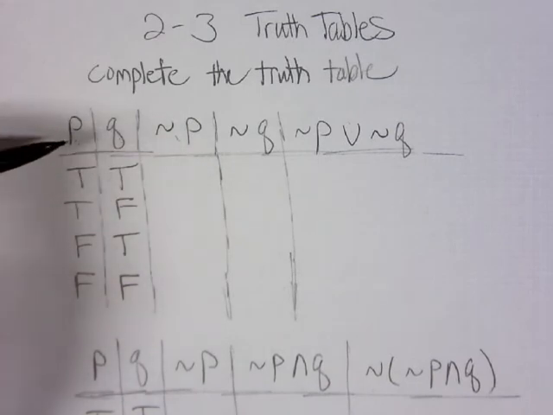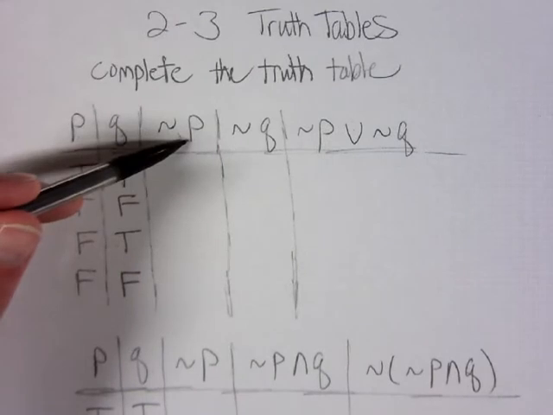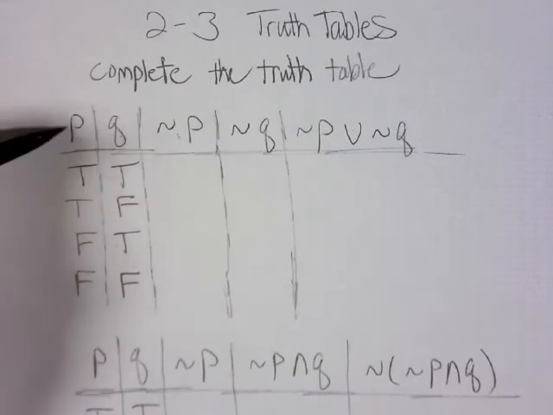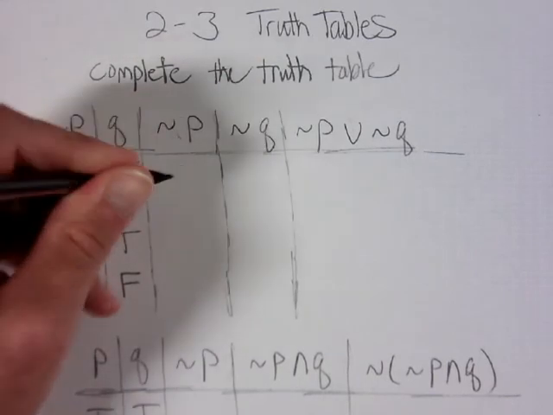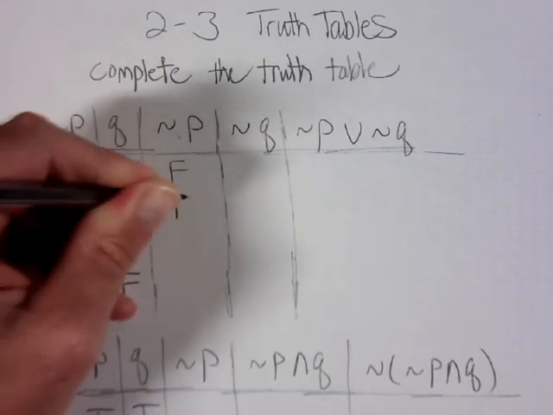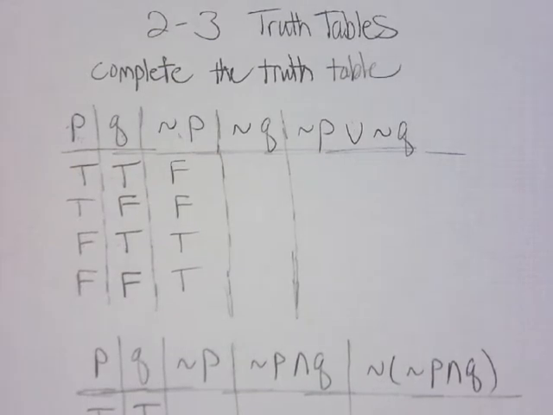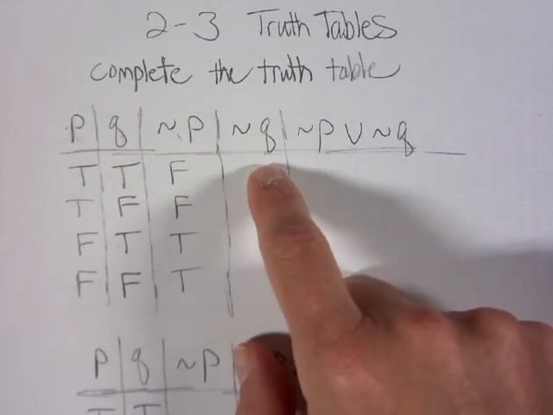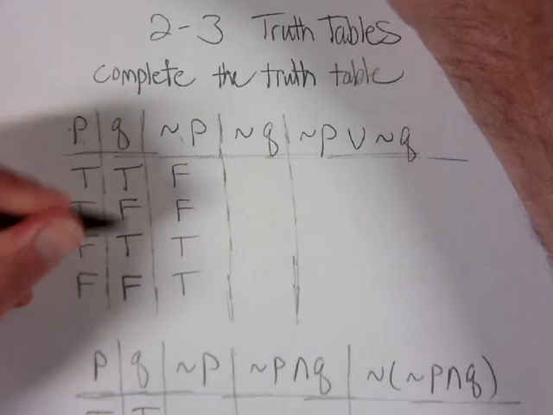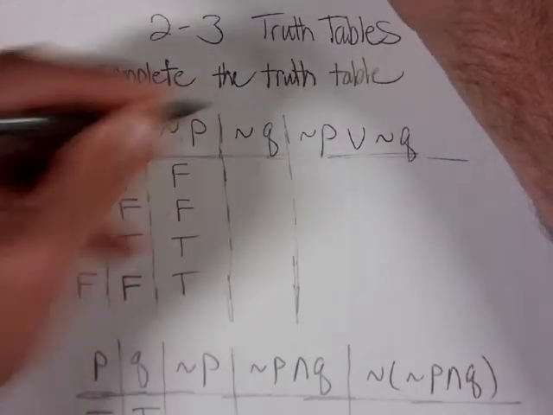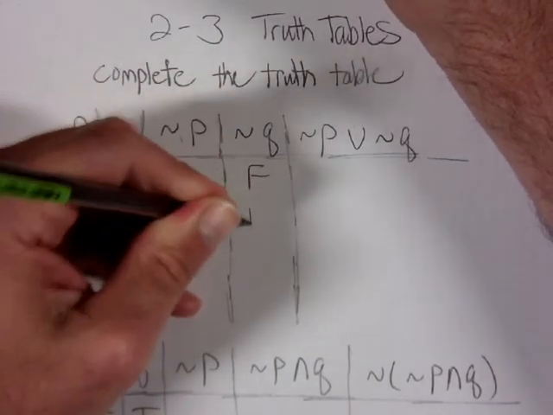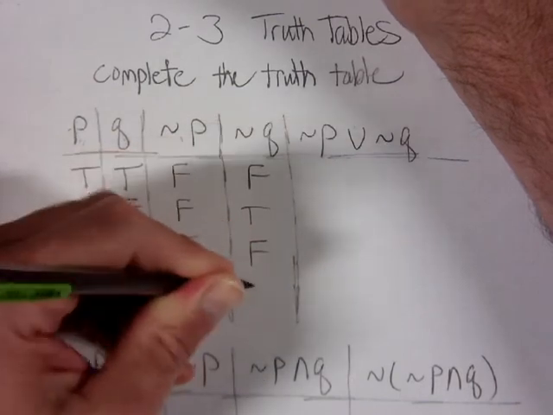So the next column is not P. Well, if P is true, true, false, false, then not P is going to be false, false, true, true. It's just the opposite. And likewise for not Q, if Q is true, false, true, false, then not Q is going to be false, true, false, true.